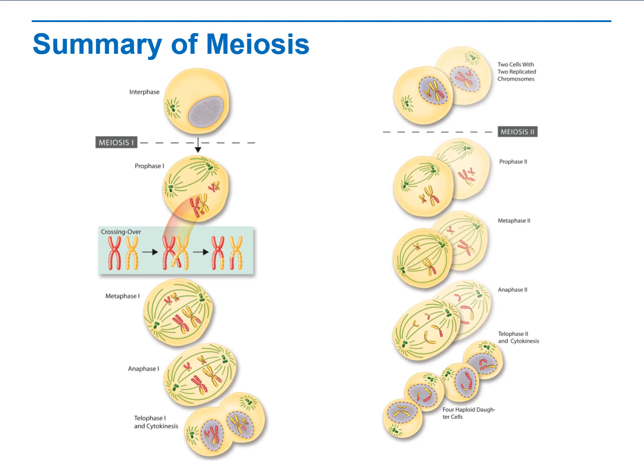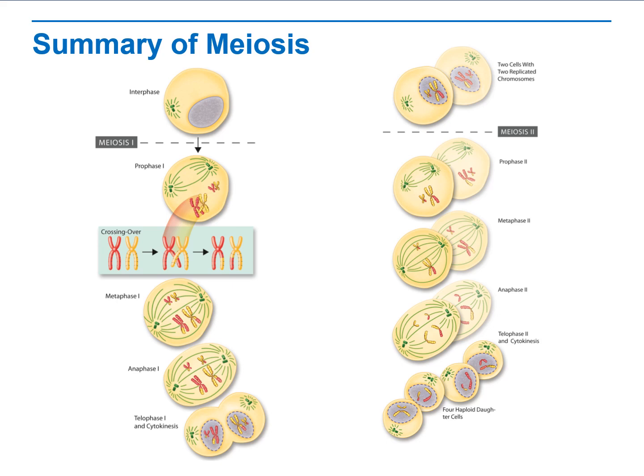When we look at this diagram, we see that there are two colors of chromosomes. There's red and yellow. The red chromosome comes from one parent, the yellow chromosome comes from the other parent. And you notice that during prophase 1, they cross over with each other.